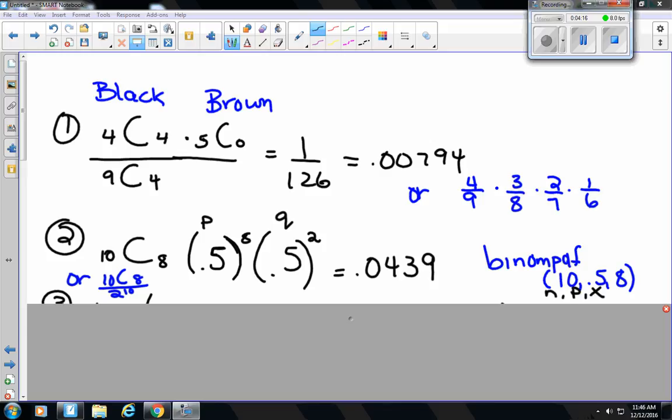All right, here's another way that someone else came up with. Favorable, 10C8 out of total, 2 to the 10th. Just another way to think about it. All of those ways will get you the same answer.